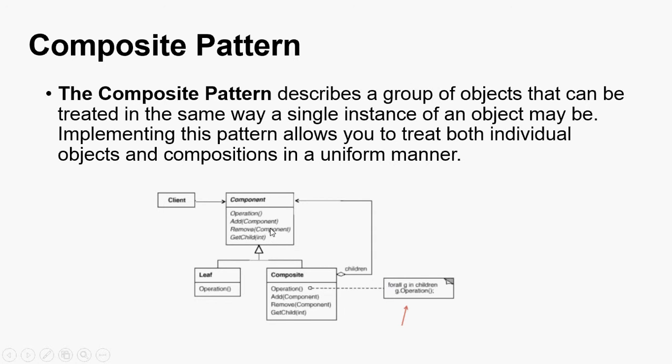From this figure below, we can see that the component here declares the interface for objects in the composition, and the leaf represents the leaf objects in the composition, and the leaf has no children. And the composite here represents branches in the composition. It maintains a collection of children components, and the composite defines behavior for components having children, and it also stores children components and implements children related operations in the component interface.